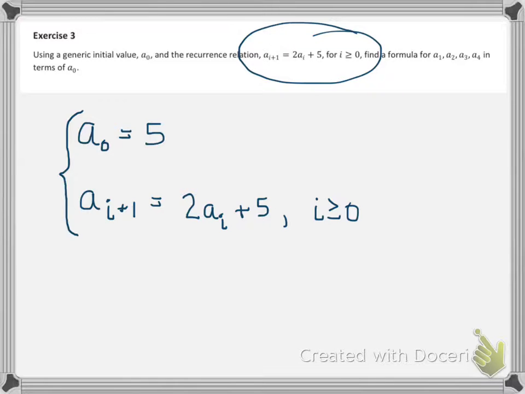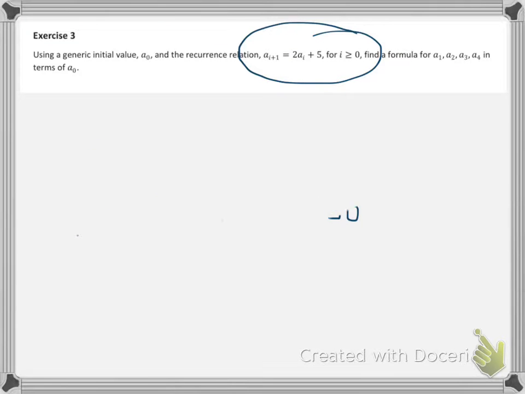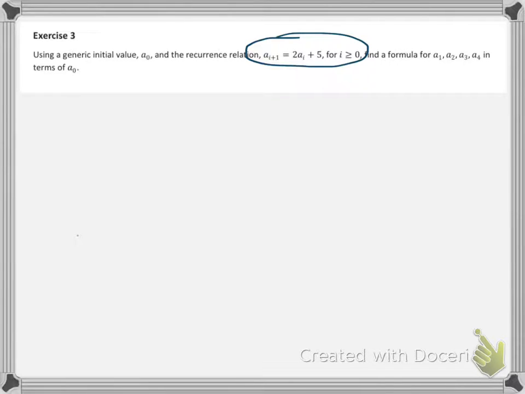So we're going to use that we just figured out, and we're going to use a generic initial value of a sub 0. That's going to be our first number. We don't know what it is. We're going to call it a sub 0. And then we're going to find a formula for a sub 1, 2, 3, 4 in terms of that a sub 0. All right, so let's do that. We're going to use this up top here to write a formula or equation for a sub 1, a sub 2, a sub 3, a sub 4.